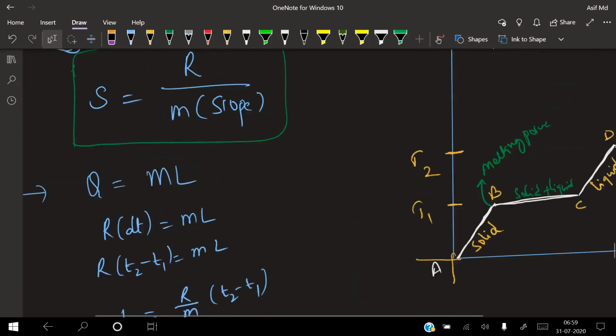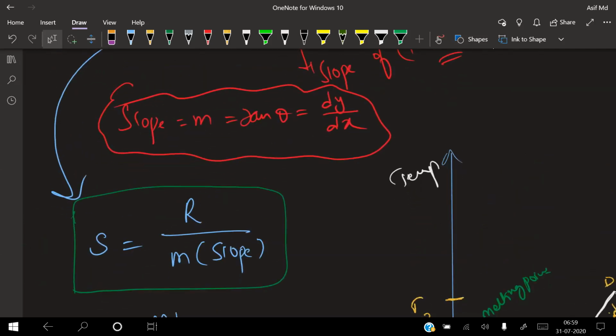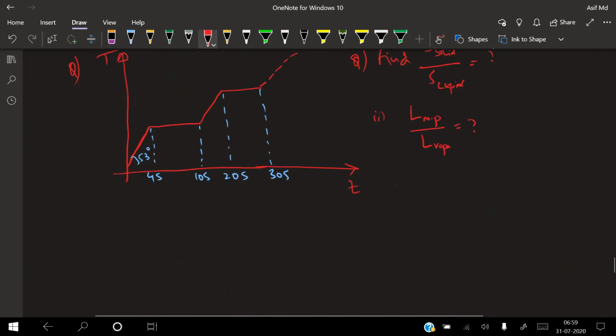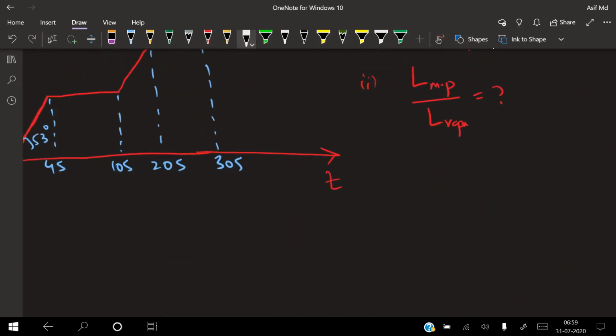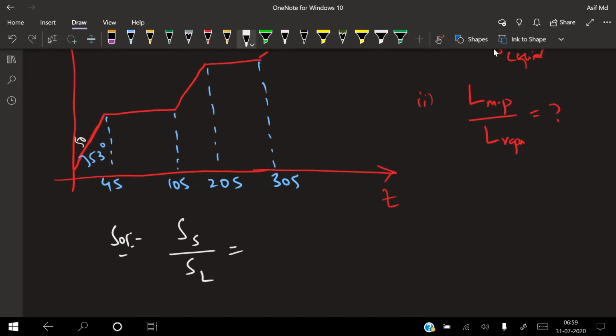Now see, what is specific heat? I told you specific heat is inversely proportional to the slope. Slope is nothing but, I told you, tan theta. When the angle is given, that can be directly taken as tan theta. That means specific heat is inversely proportional to tan theta. Specific heat of solid divided by specific heat of liquid will be equal to, what is the angle given for us, beta? 53. From here to here, this will be the solid, and from here to here, it will be the liquid. Specific heat of a solid is inversely proportional to tan of 53.